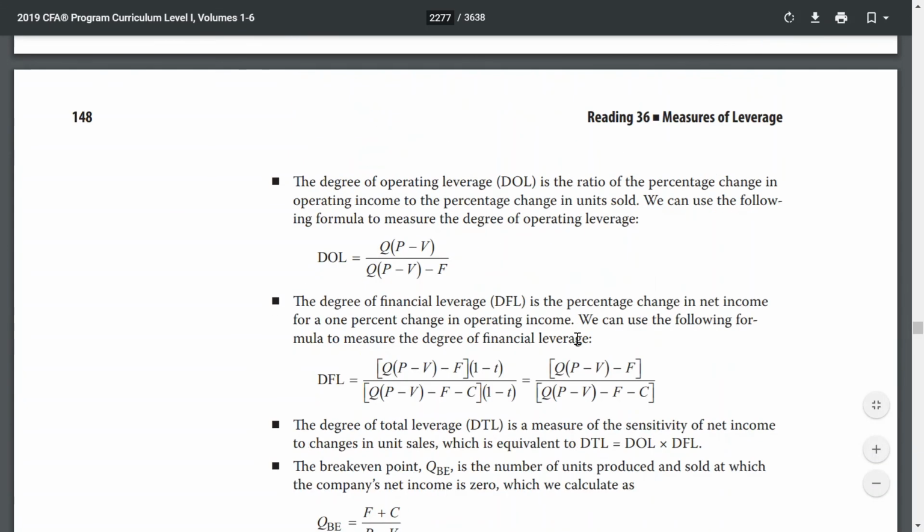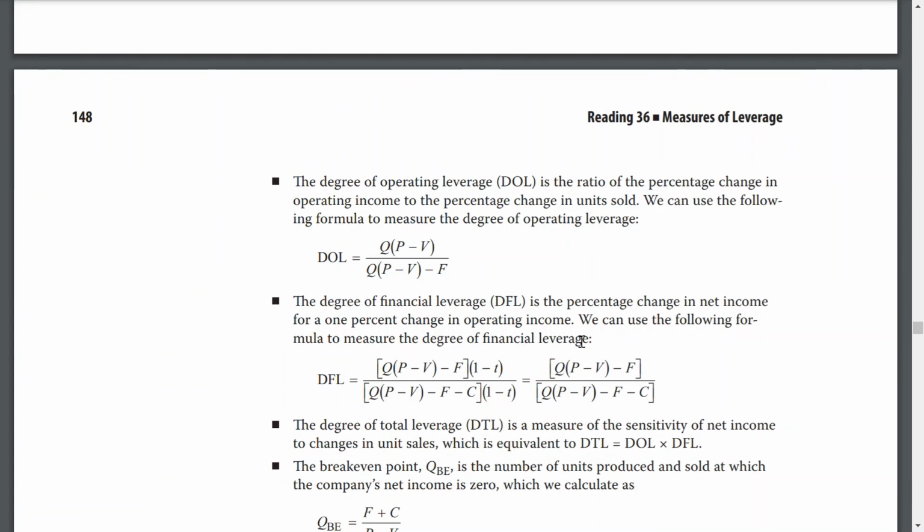The degree of operating leverage, DOL, is the ratio of the percentage change in operating income to the percentage change in units sold. So we could use the formula to measure the degree of operating leverage. As such, the degree of financial leverage, the DFL, is the percentage change in net income for a 1% change in operating income. We can use the following formula to measure the degree of financial leverage.